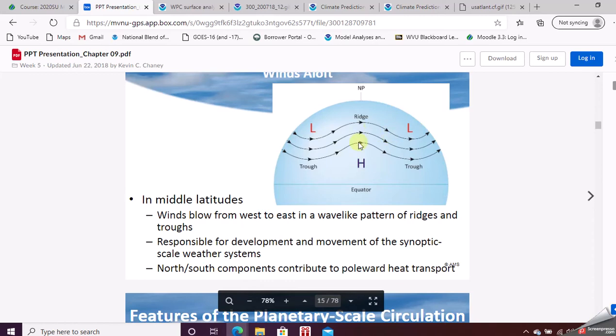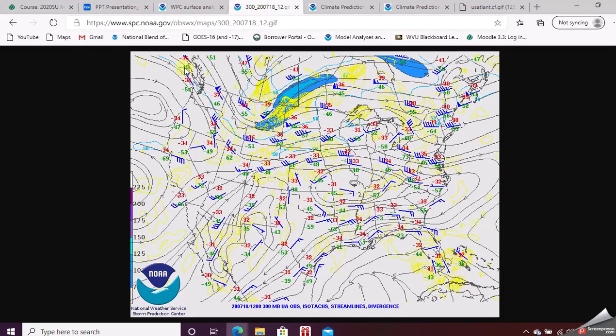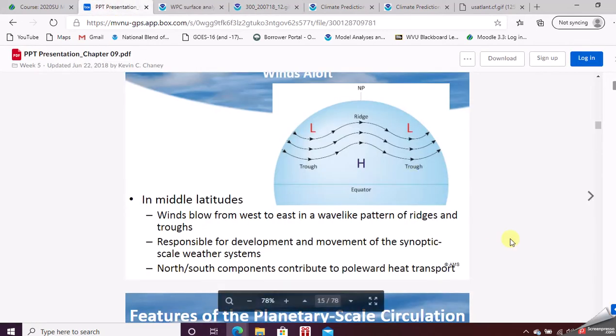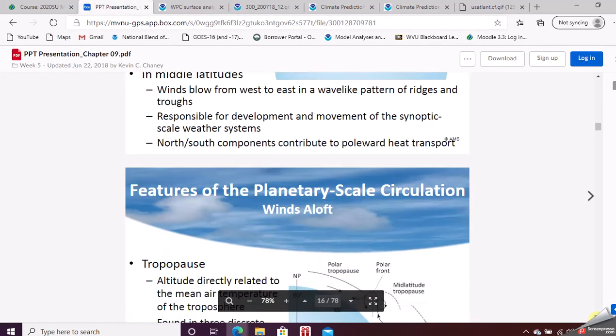Aloft, there's a west to east flow. So in the mid latitudes, if you look at today's 300 millibar chart, you see a west to east flow basically. A little bit of troughiness out here in Idaho, Montana, a little bit of troughiness on the east coast. Lots of high pressure here moving along. And we're going to talk about the beginnings of the monsoon out here in Arizona and New Mexico. We're going to start seeing it here a little bit now. So these are some of the planetary features that you see.